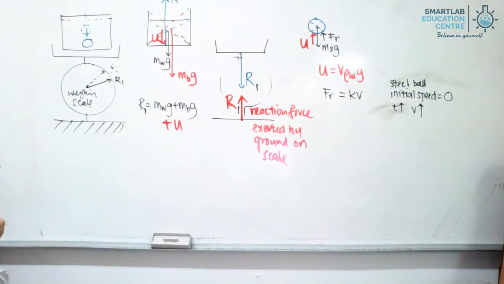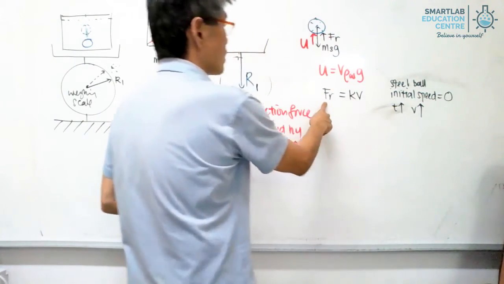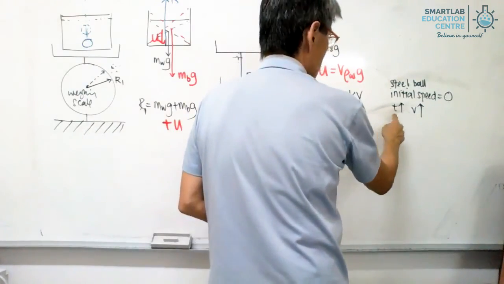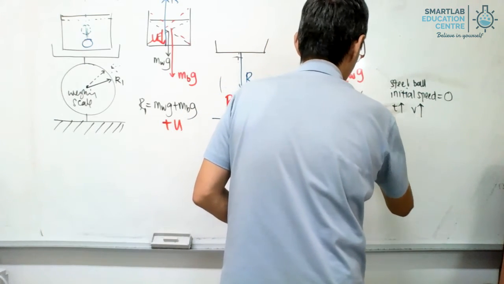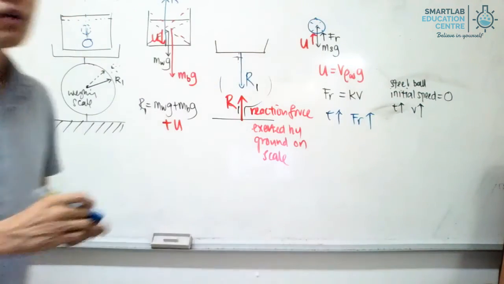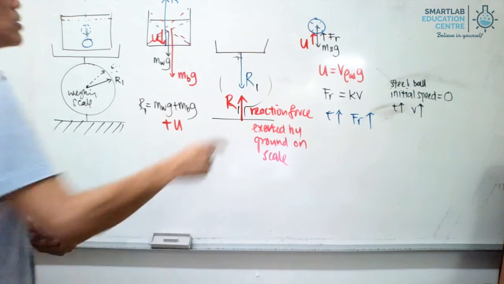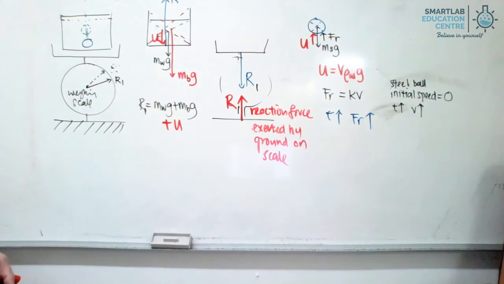k is a proportionality constant. As time passes, your Fr will be increasing. Bear in mind that as t increases, v increases, so when t increases, your Fr increases. But more important of all, from the standpoint of action-reaction pairs, your Fr is now also part of an action-reaction pair.